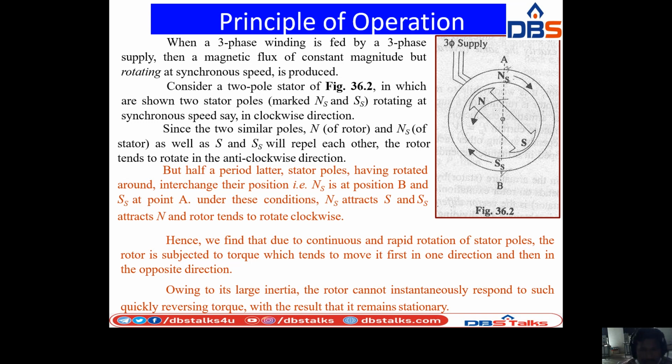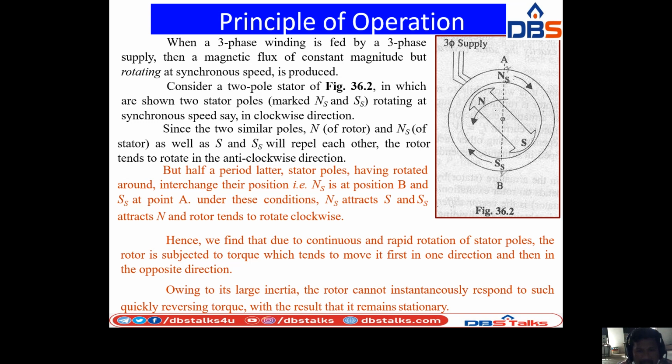Generally, whenever we give a three-phase supply to the three-phase stator winding, a magnetic flux of constant magnitude but rotating at synchronous speed Ns is produced. Consider a two-pole stator, in which the two stator poles are marked Ns and Ss, north pole stator and south pole stator, rotating at synchronous speed, say in the clockwise direction.